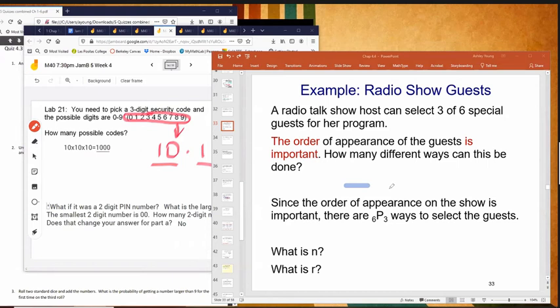So this one here tells me how many places I have. That's what the 3 does. It tells me how many spots I'm picking. The 6 tells me what number I start with. 6. Does that kind of make sense for folks? And then you fill in the rest of them. 5, and then 4. So then we end up with, let's see, 120, looks like.